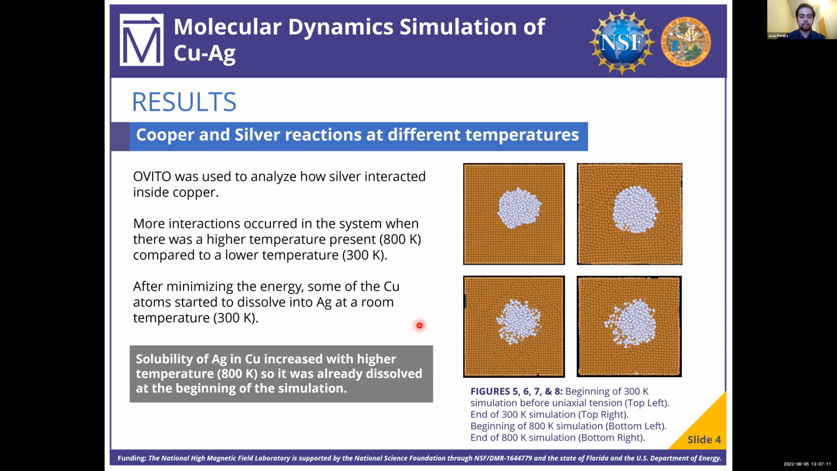Furthermore, at a higher temperature of 800 Kelvin, the solubility had already increased even without tension, so copper atoms were already dissolved into silver atoms even before the system was put in tension. And as the system was put in tension, even more copper atoms dissolved into silver.